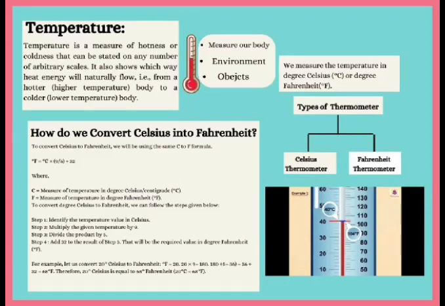For example, let's convert 20 Celsius to Fahrenheit. Fahrenheit equals 20 times 9, which equals 180. 180 divided by 5 equals 36. And 36 plus 32 is 68 Fahrenheit. Therefore, 20 Celsius is equal to 68 Fahrenheit. So that is temperature.